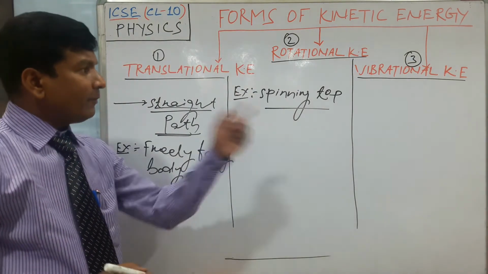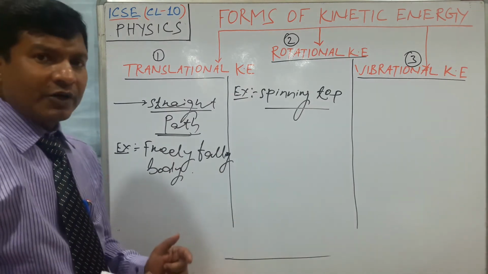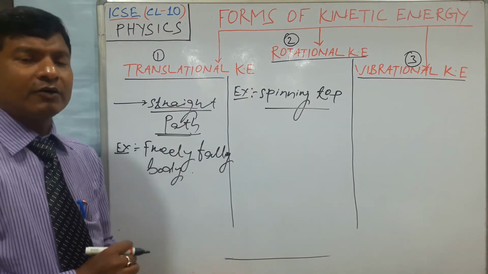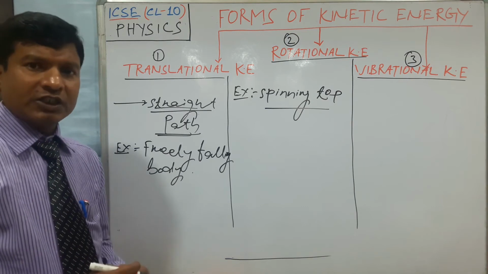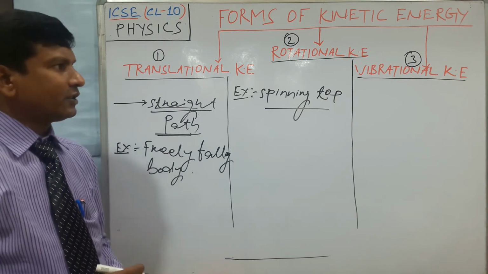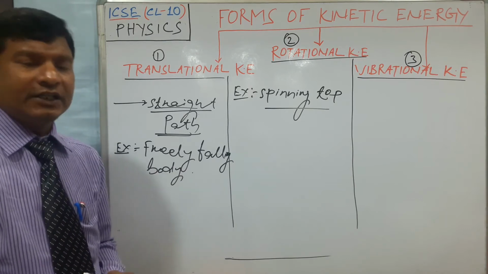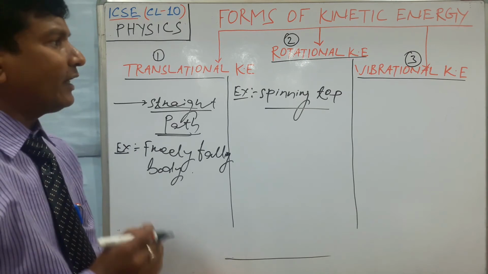Next, vibrational kinetic energy. Now what is vibrational motion? When a body moves to and fro about a mean position, then the motion of the body is known as vibratory motion or vibrational motion. Then at that moment the kinetic energy contained by the body is known as the vibrational kinetic energy.